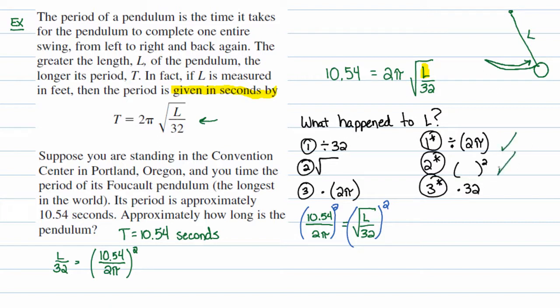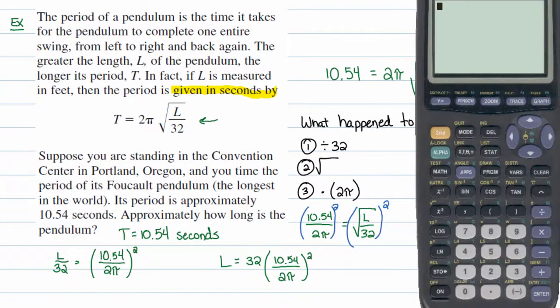Now we're about to multiply both sides by 32. Multiplying the left side by 32 cancels 32 in the denominator, and you get L is equal to 32 times 10.54 over 2 pi being squared. And again, don't grab a calculator until the very end of the problem, which is actually right now. So we'll go ahead and do it.